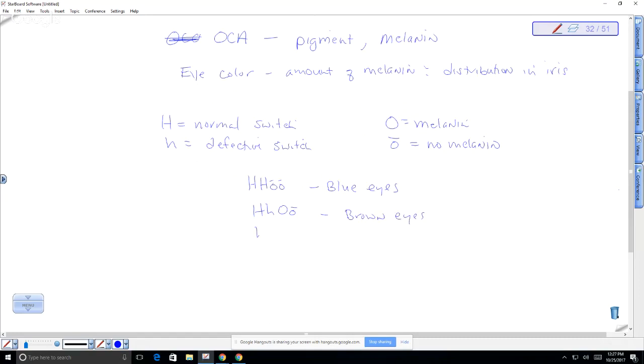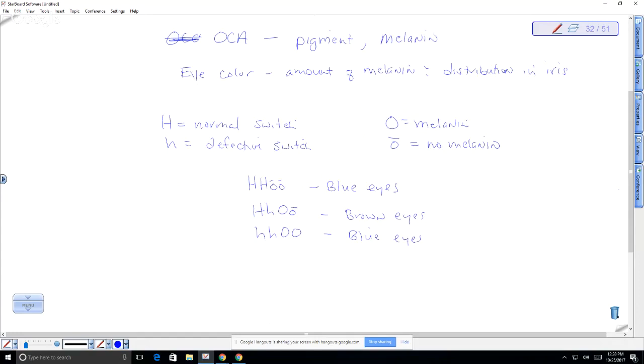Okay. What about this combination? Oops, sorry. We'll do that one too. That one would be? Well, we're just doing blue and brown, so we're ignoring green right now because it's a different gene that regulates the distribution of melanin. So if it's a defective switch, they're supposed to produce melanin, but they don't, because those genes are turned off, that would be blue. Okay, so those would be blue eyes.